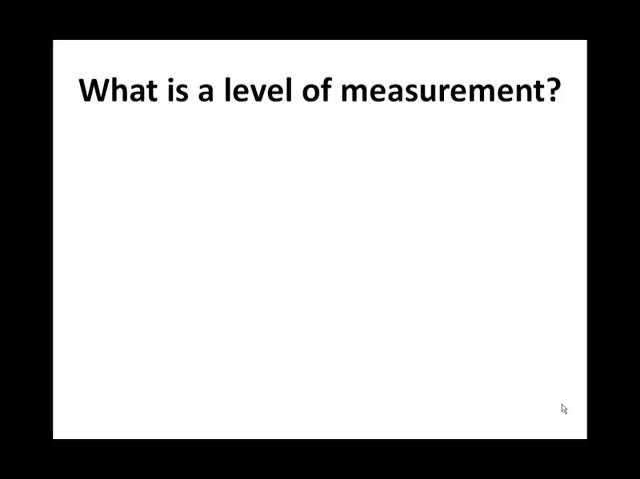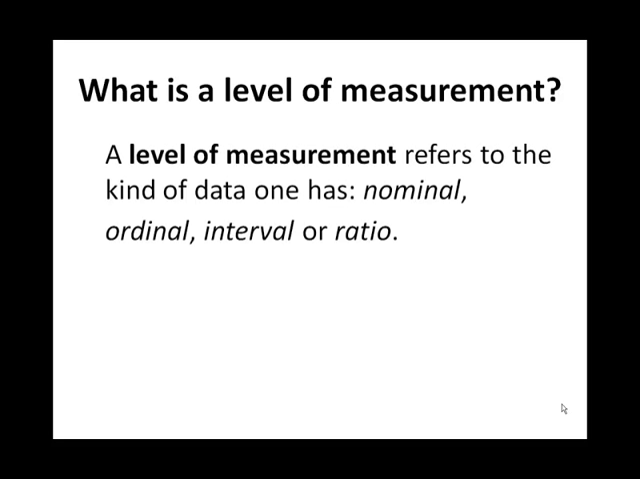If we recall back to the beginning, we were thinking about NOIR as a mnemonic for levels of measurement, or a level of measurement. Well, what is a level of measurement? A level of measurement refers to the kind of data one has. So this could be nominal, ordinal, interval, or ratio. So there's 4 levels of measurement. There's nominal, ordinal, interval, or ratio. Some people will call this also a measurement scale.